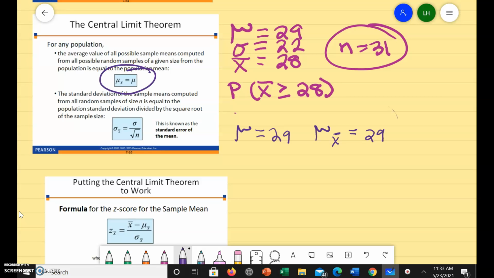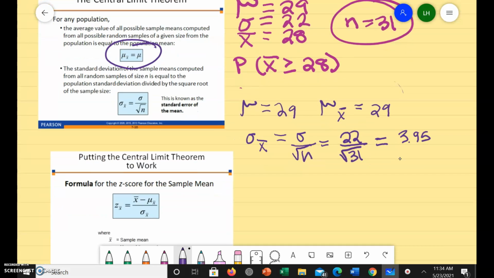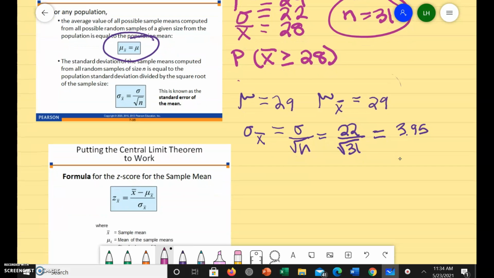Alright, so before we can calculate the z value, we have to calculate the standard error of the mean, which is the standard deviation divided by the square root of n. The standard deviation is 22, and n is 31. So we calculate that and round to 2 decimal places. That is 3.95.